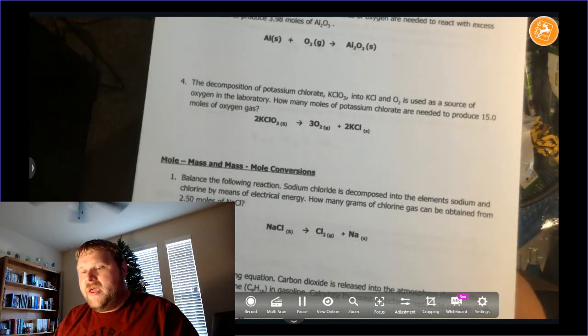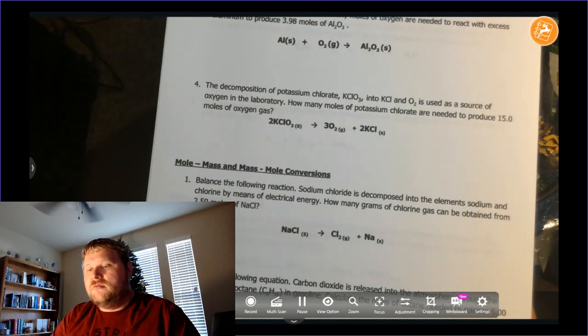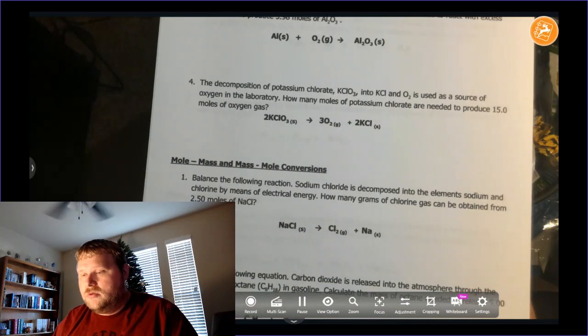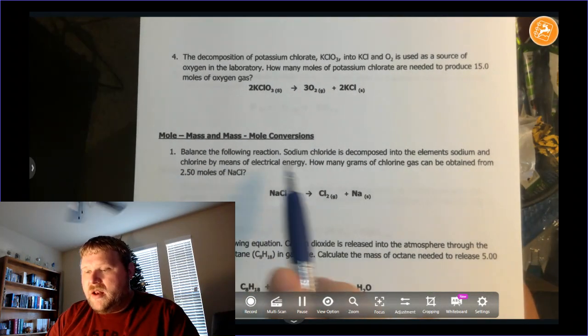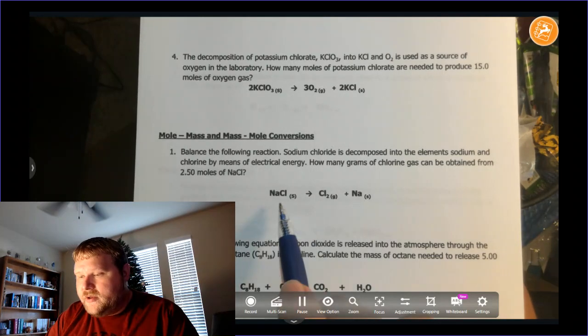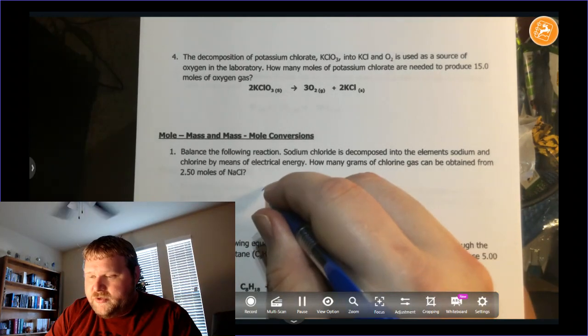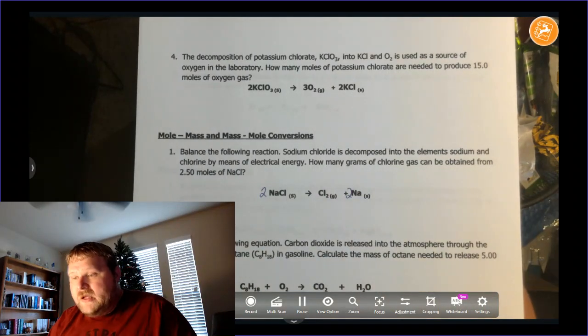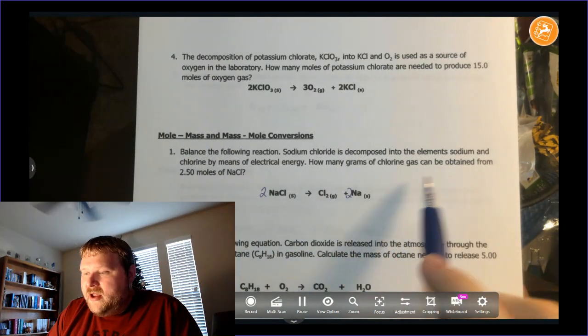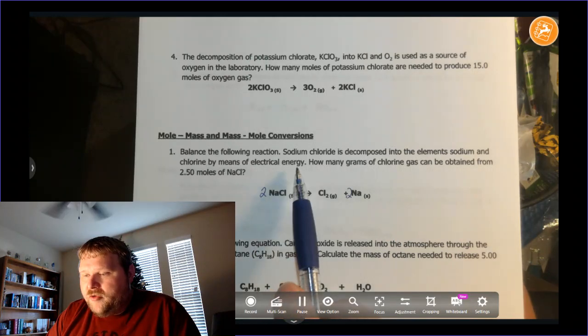So if you flip the page, you'll see the next section called mole to mass and mass to mole. So let's take a look at this first example. Balance the following reaction. All right, let's do that. So I've got 2 chlorine, so let's put a 2 here, which means I need a 2 in front of sodium. All right. Sodium chloride is decomposed into the elements sodium and chlorine by electrical energy.